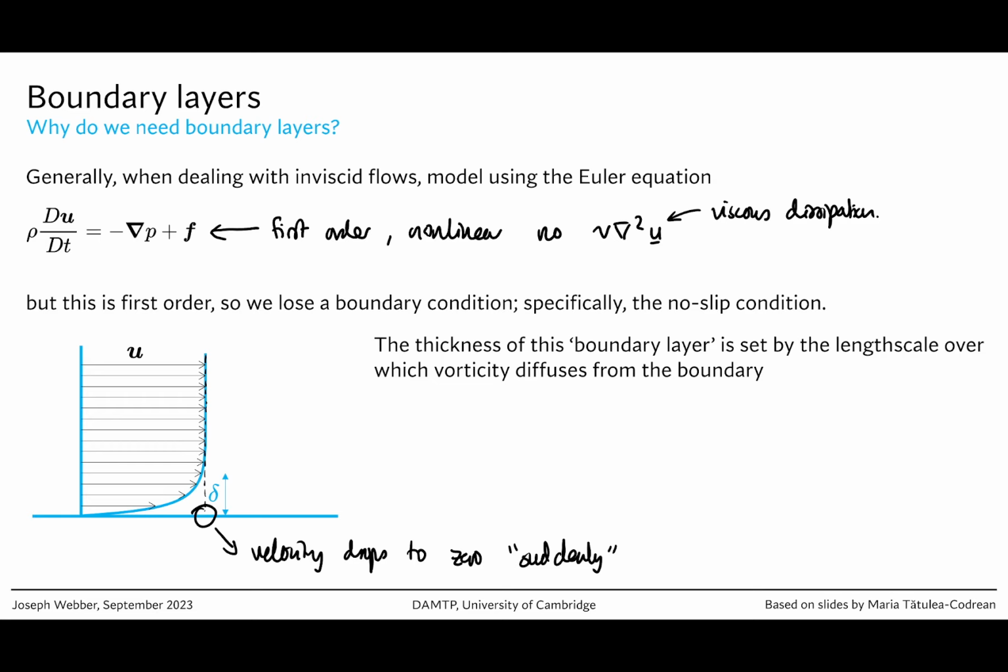And down next to a solid plate, we lose our no-slip boundary condition, and the velocity drops to zero instantly, or suddenly, which is clearly quite unphysical. So the idea of adding a boundary layer is there's this small region where viscosity is actually really important, just at the interface between the exterior flow and where it hits a boundary.